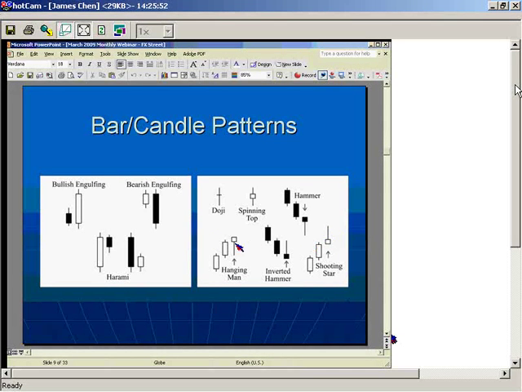Okay, but these are all the candle patterns that I generally look at. But again, I'm looking at the long wicks, especially in terms of the hammer and the shooting star. Okay, so that's the bar and candle patterns.